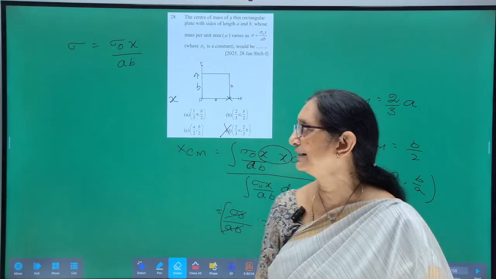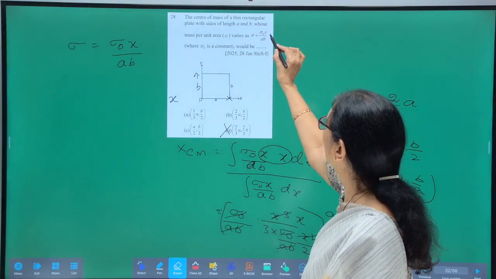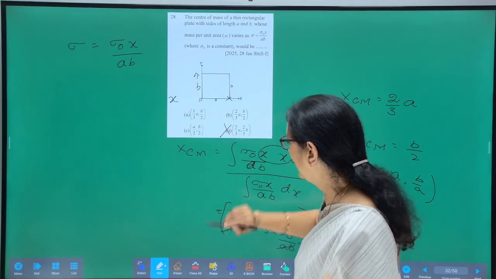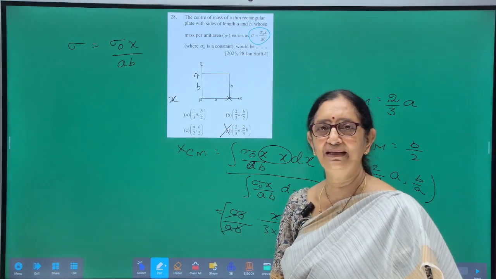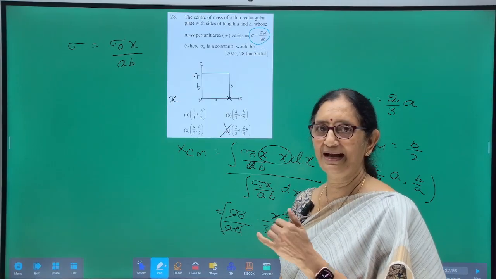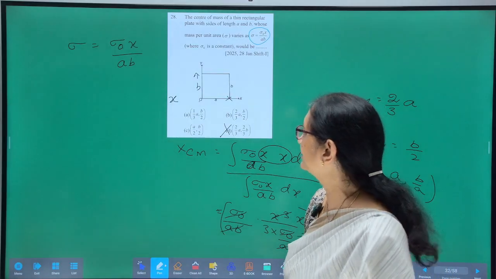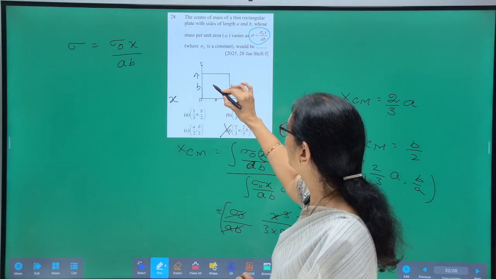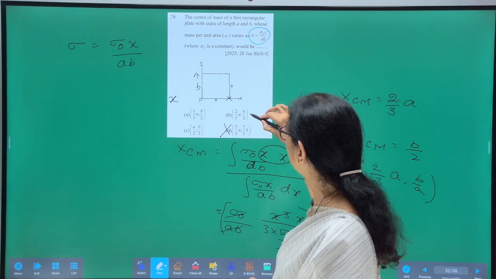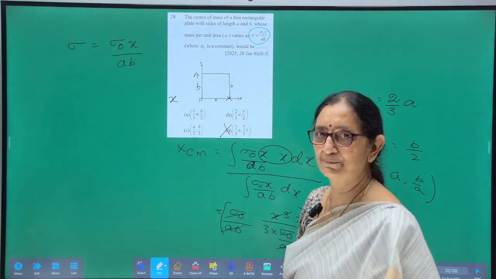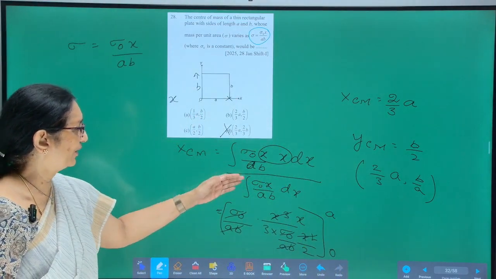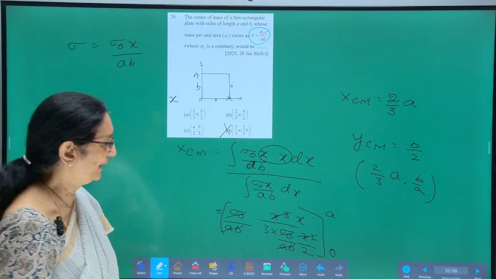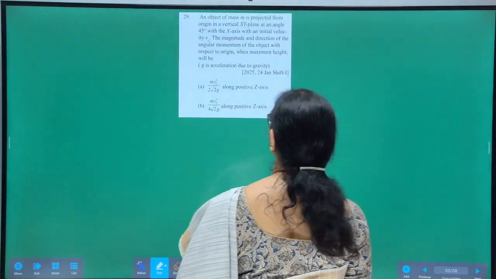Is it all right? So, here by looking at that you can understand mass is varying only along x axis, along y axis it is not changing. As a result, the center of mass coordinate with respect to y axis is B by 2. So, just we found the x coordinate of center of mass. Okay? Move on to the next problem.